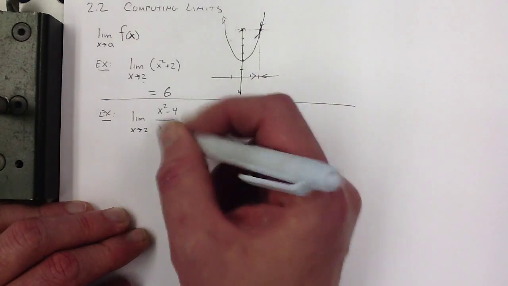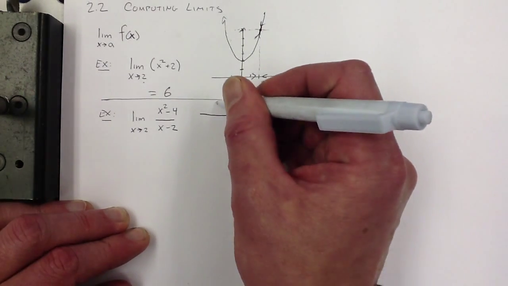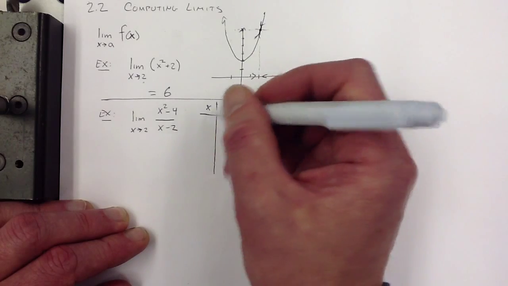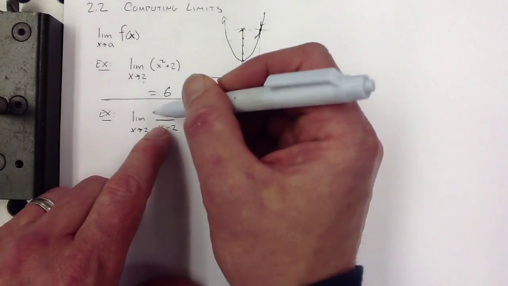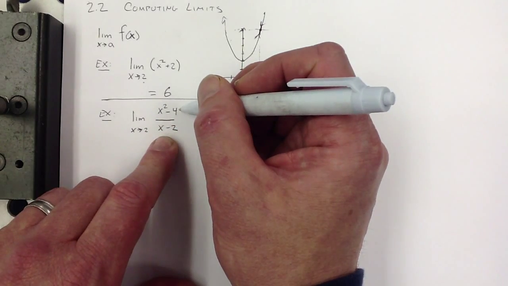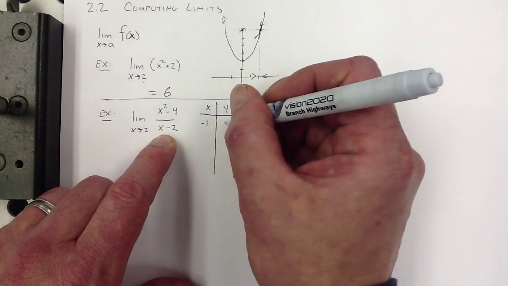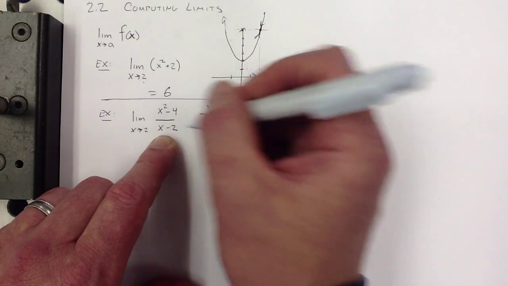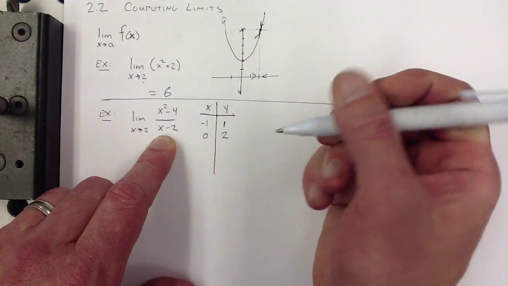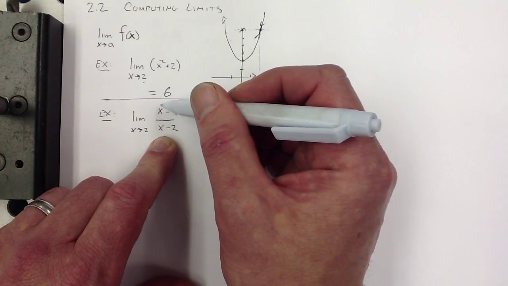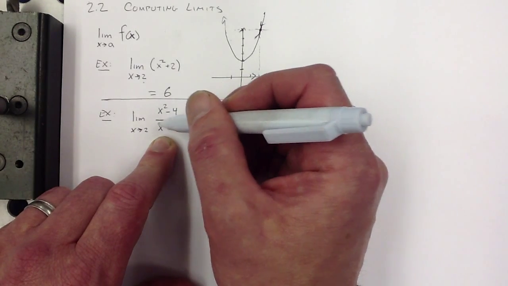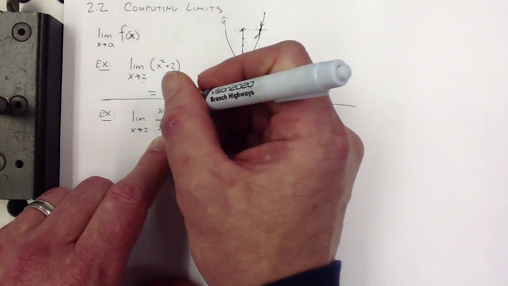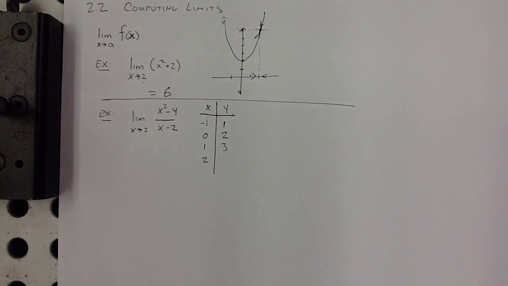We could, if you're not sure exactly what that looks like, make a table of values and say, let's see, if I plug in some numbers like negative 1, negative 1 squared is 1 minus 4, that's negative 3 over negative 3, that would give me 1. And then if I plug in 0, that would give me negative 4 over negative 2, that's 2. And then if I plug in the number 1, I get 1 minus 4 is negative 3 over negative 1, that's 3. And when I plug in 2, I get 0 over 0.